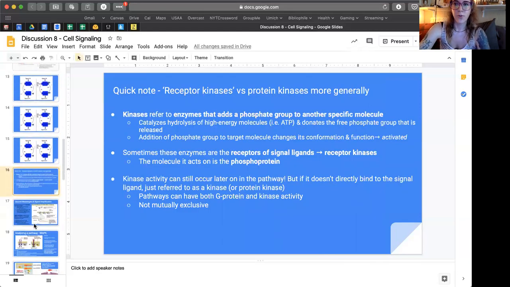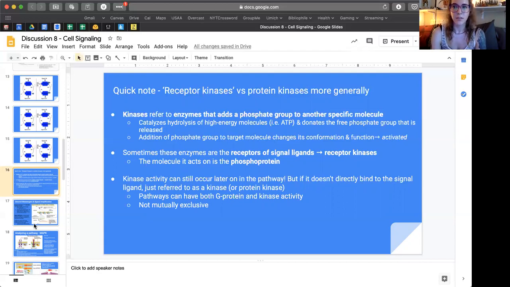Okay, and also just another note, sometimes you'll see receptor kinases, and sometimes you'll just see kinase, and sometimes you'll see protein kinase. So I wanted to clarify. Kinase just refers generally to an enzyme that will add a phosphate group to another target molecule. This is generally catalyzed by ATP hydrolysis, or it can be other high energy molecules in some cases. And the 3-phosphate group is donated to the target molecule, which allows it to be activated.